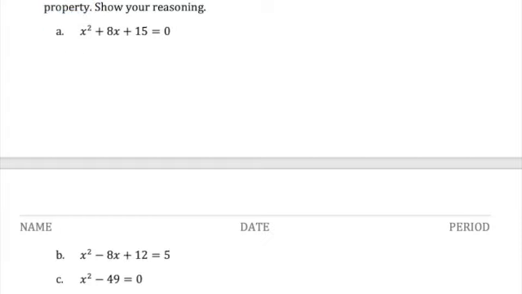So I've got to factor. What two numbers multiply to get 15 and add to get 8? So I should be thinking in my head, all right, 15: 5 times 3, 15 times 1. Well, 5 plus 3 is 8.